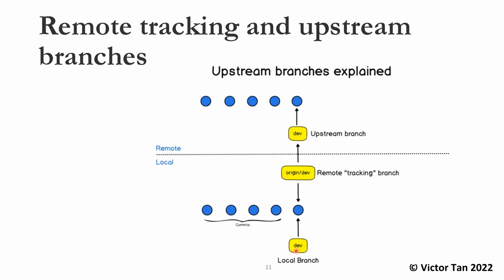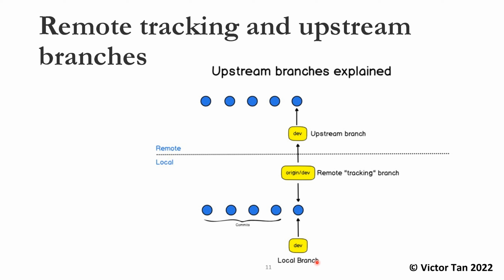Now you may be wondering, why do I need to make this association? Because both of them have the same name, right? Well, the thing with Git is Git can actually allow you to have an upstream branch that has a completely different name from the local branch. Then in that case, it is quite complicated.